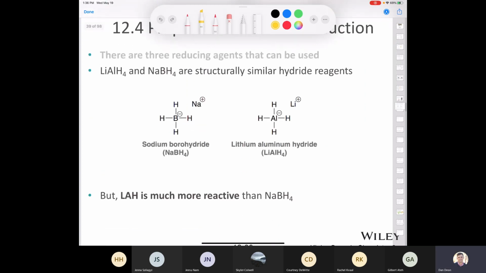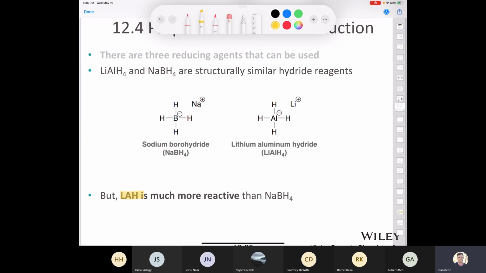Anyhow, there we go. So it says here lithium aluminum hydride and sodium borohydride, in case you haven't noticed, are structurally similar. If you look at the Lewis structure of the aluminum hydride polyatomic ion, you see that it's very similar to the borohydride, isn't it? It's only the central atom that differs. Boron and aluminum are both in group 3A in the periodic table. Anyhow, the thing that you got to remember, though, is lithium aluminum hydride is much more reactive than sodium borohydride. It's a stronger reducing agent.